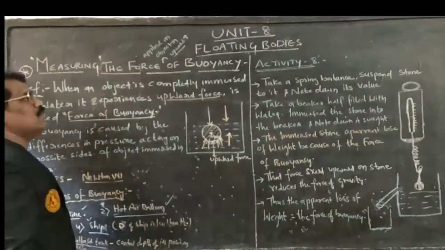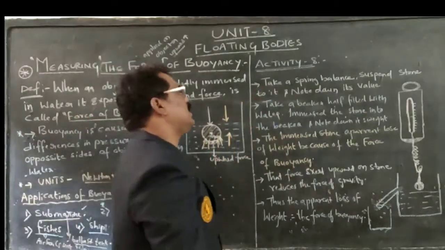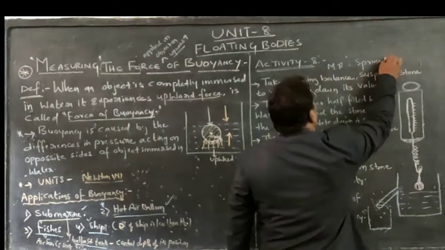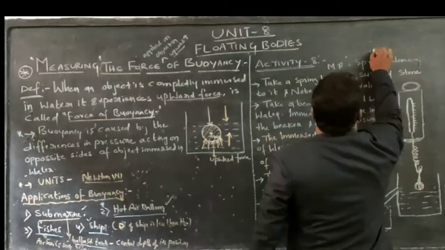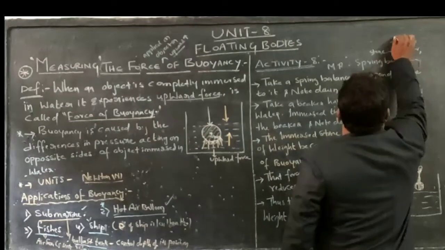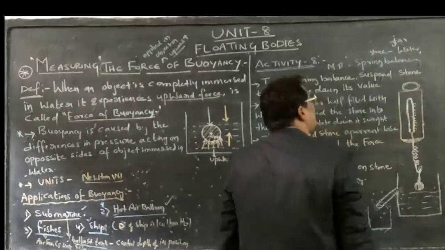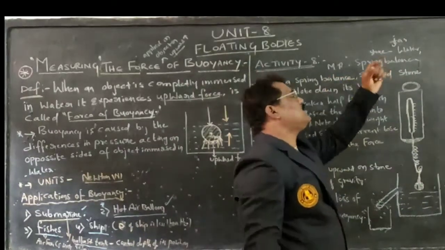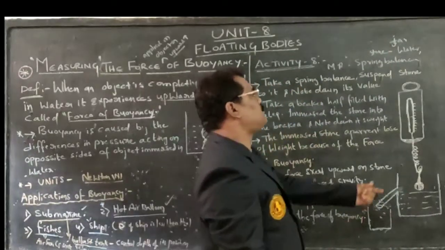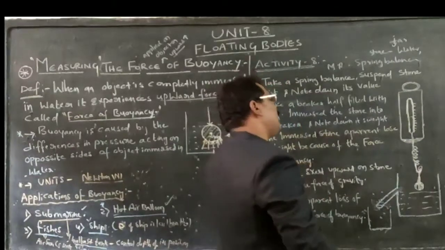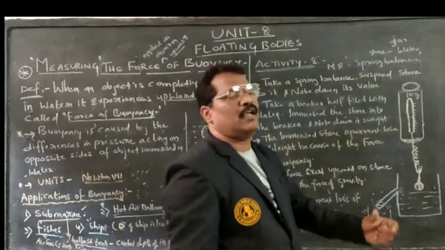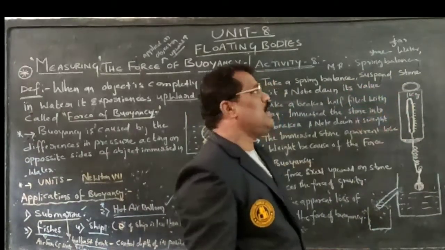Measuring the force of buoyancy. To measure buoyancy, the materials required are: spring balance, stone, water, as well as a jar. These all things are required. First of all, take a spring balance of known weight, nearly equal to 1 kg, which can accurately measure up to 1 kg only.